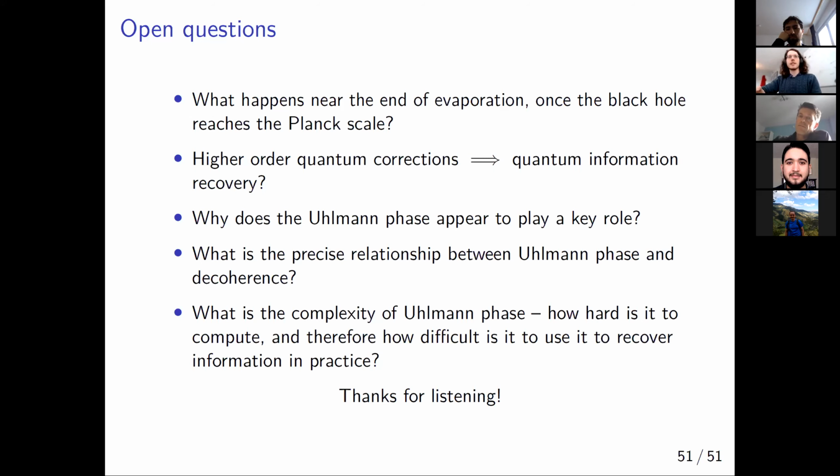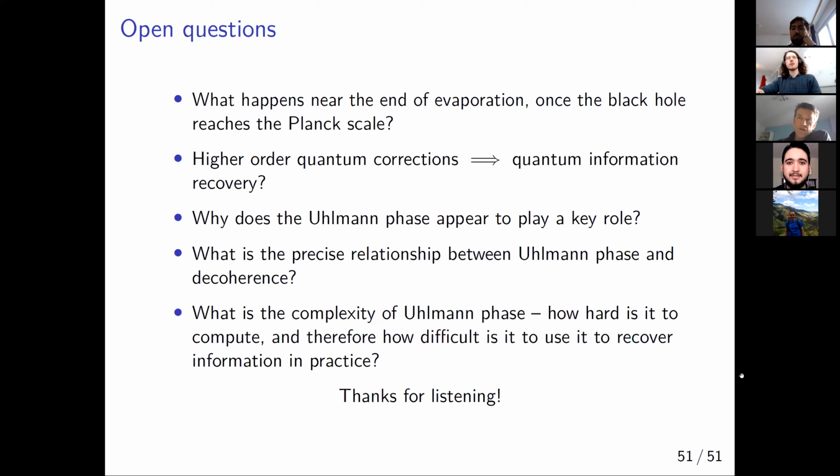Now the question of the complexity, if you notice, this is my last open question. I'd be very interested in understanding how difficult it actually is in practice, for a system with a large dimension like a black hole system, to run an experiment that measures this Uhlmann phase. I don't have any clue really. But it's just a number, right? For a given one parameter family of density matrices, it's a number.